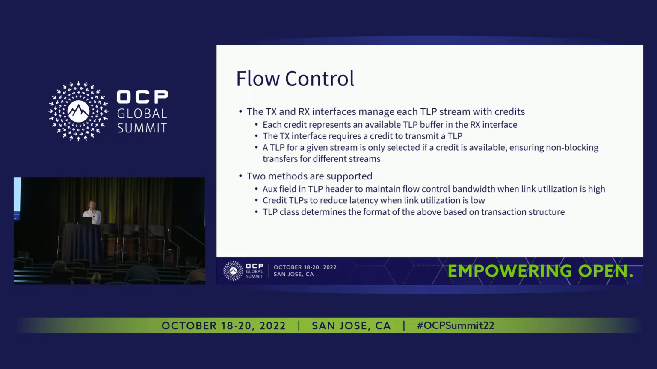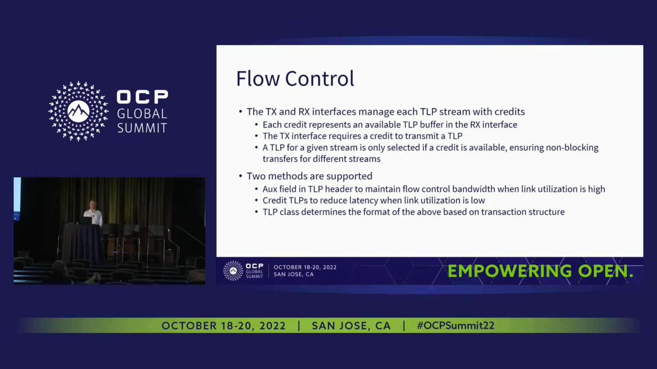The transaction layer is responsible for controlling the flow of TLPs in each stream using a credit-based mechanism. Each TLP stream has its own pool of credits, where one credit corresponds to a TLP buffer in the RX interface on the opposite side of the link. As expected, a credit is consumed when a TLP is transmitted, and a credit is granted when the RX interface removes the TLP from the buffer. These pools are independent, of course, ensuring that streams are non-blocking with respect to each other.